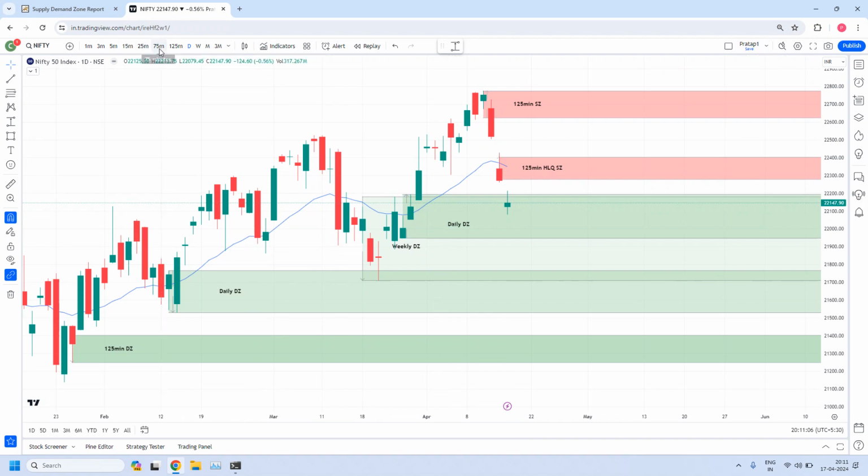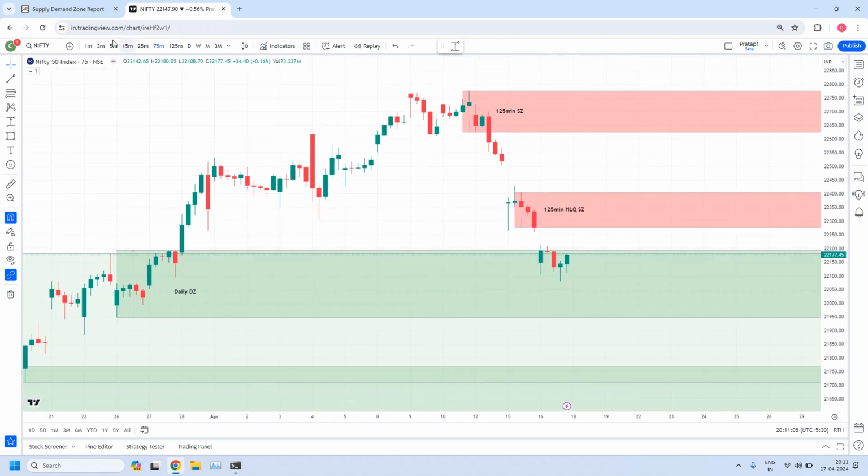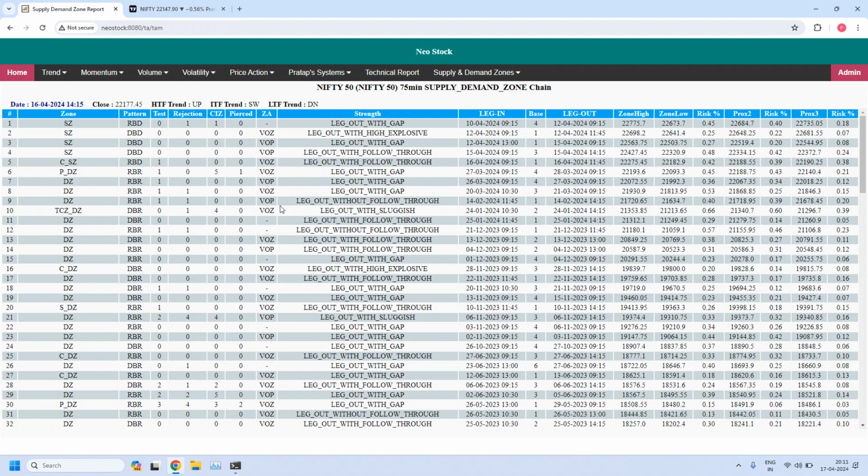Okay, let me go to the 75 minutes time frame. So 75 minutes is a downtrend at present. That means short term, or even swing level, on 75. The daily swing time frame is sideways. The short term income trades will change to the downtrend.